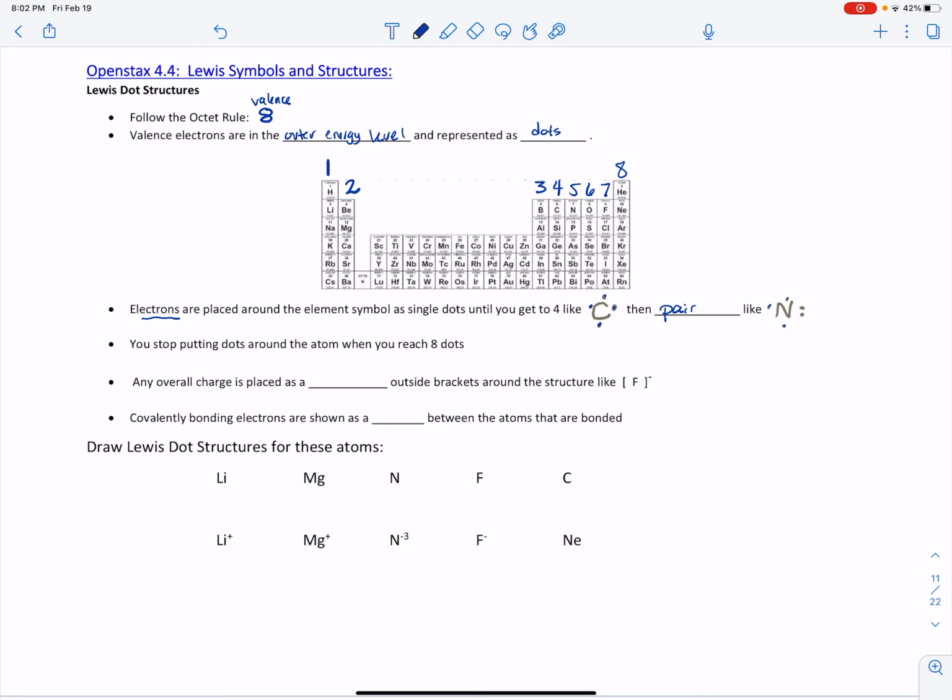So you continue all around until you reach 8 dots. So for example, neon has 8. 1, 2, 3, 4, 5, 6, 7, 8. So they're all in pairs.